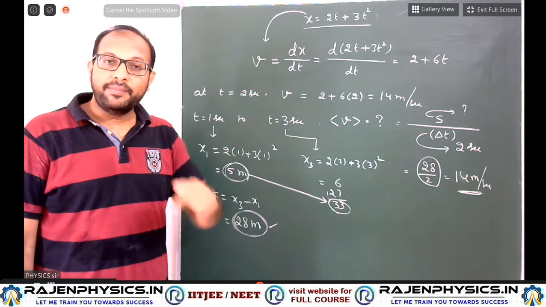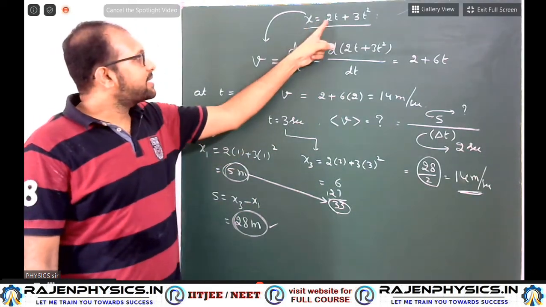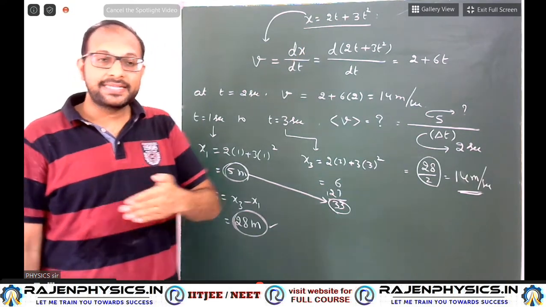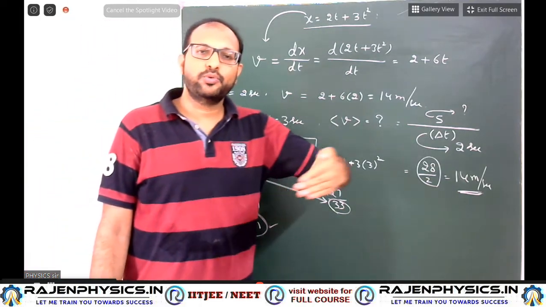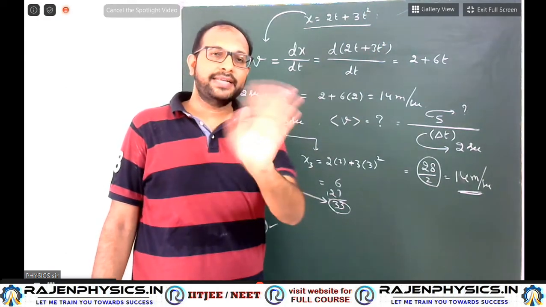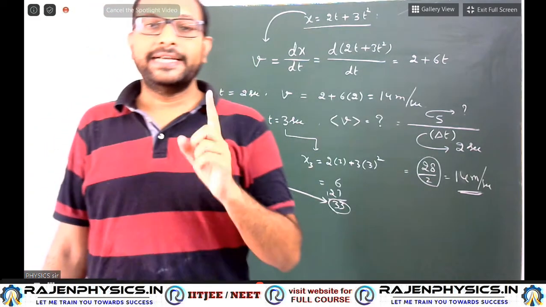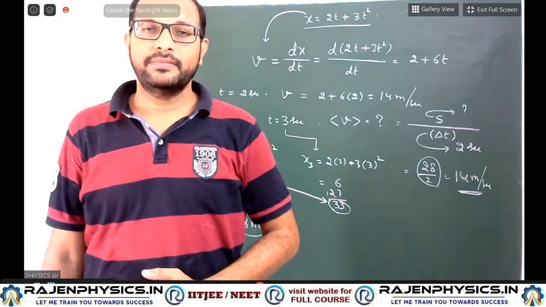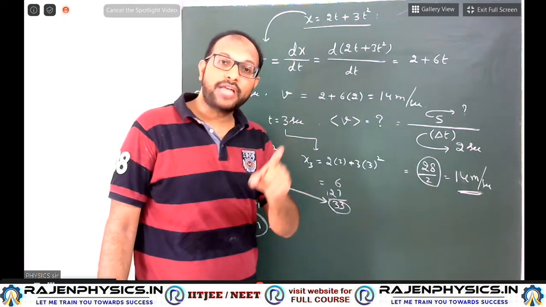In this problem, average speed is also 14. Why? Because x equals 2t plus 3t square means the particle is not taking any backside. Continuously the particle is moving along the positive x-axis only. The particle is not taking any return. So that's why distance and displacement both are the same in the present problem. So average speed and average velocity both are the same.